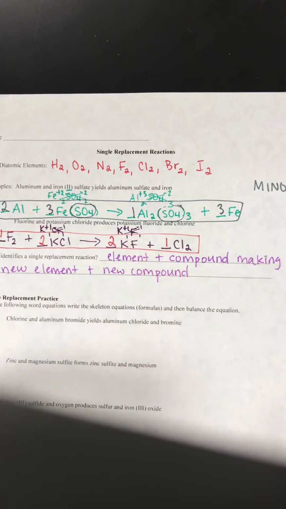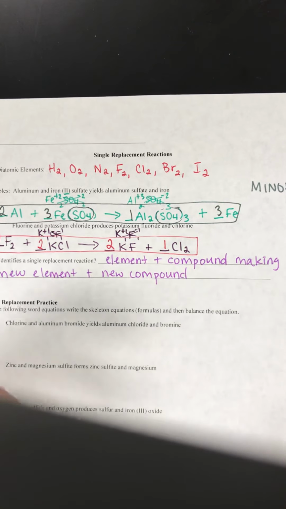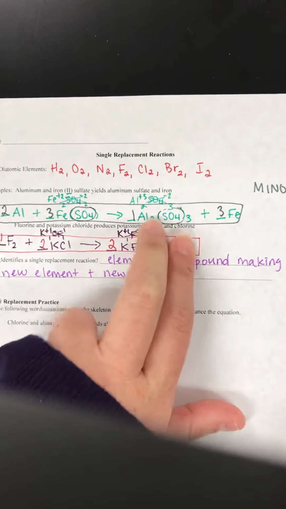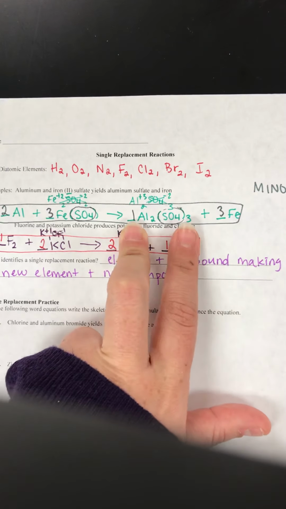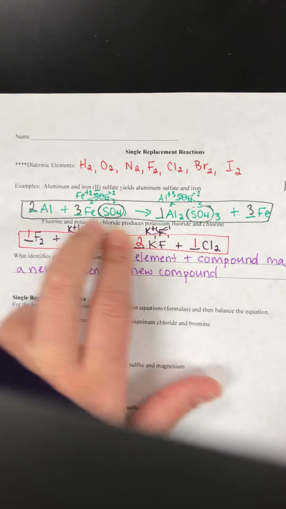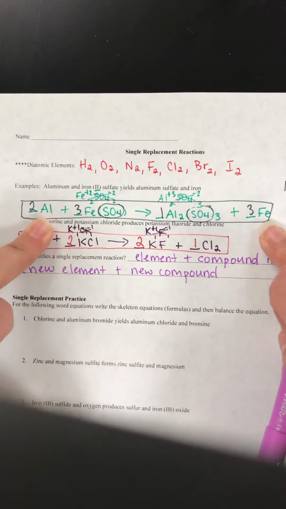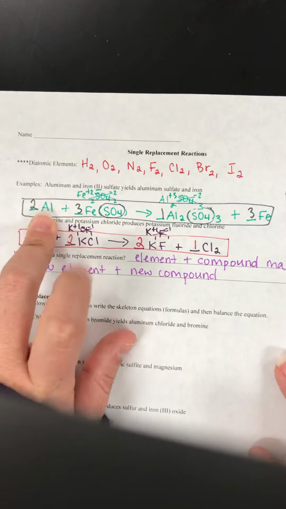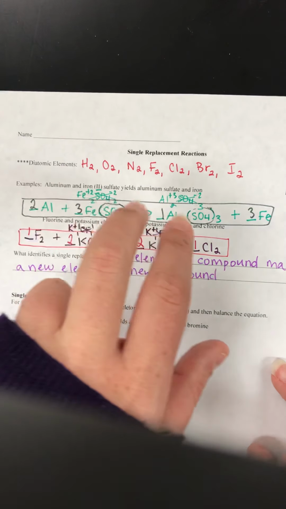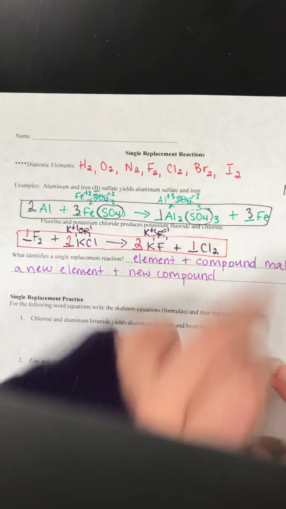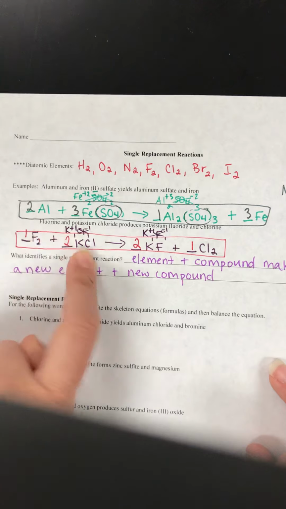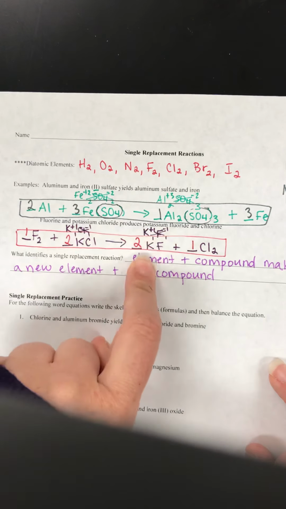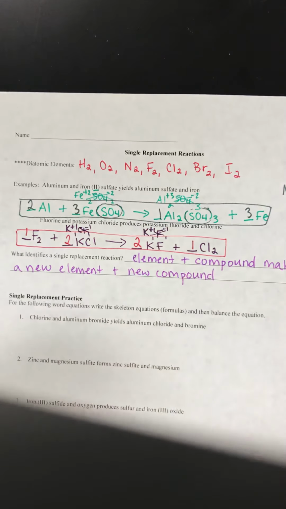So you really have to know the difference between an element and a compound. An element is just by itself. A compound is with something, like this. We have aluminum and S and O and all that. This is a compound as well. When it's alone, notice we didn't change any charges or anything like that. That's an element. So we had an element and a compound, and then we had a new compound and a new element on the other side. Element, compound, new compound, new element. That's how you're going to recognize a single replacement reaction.